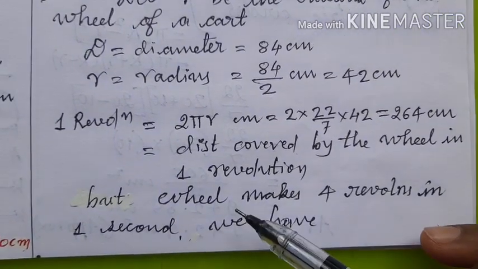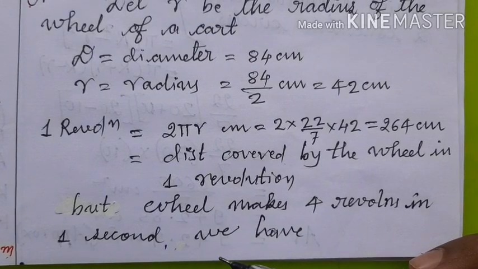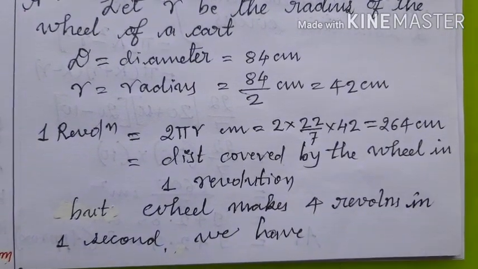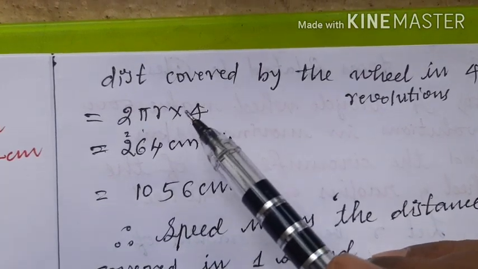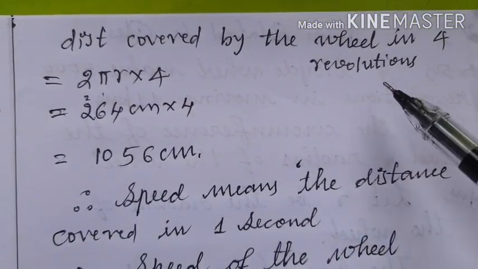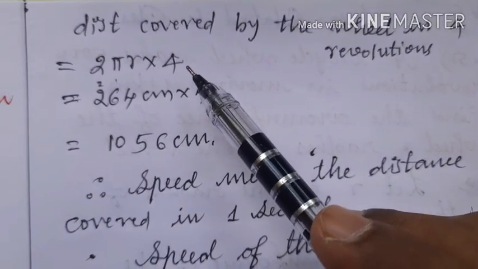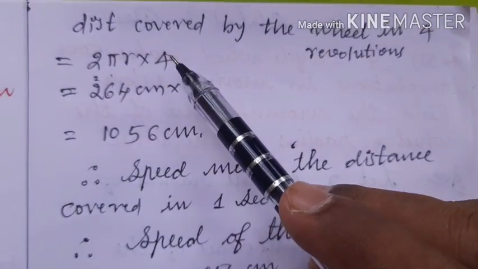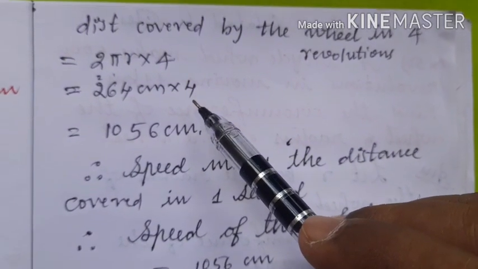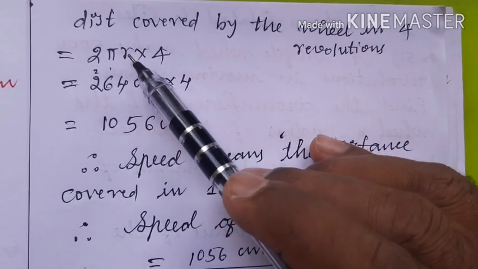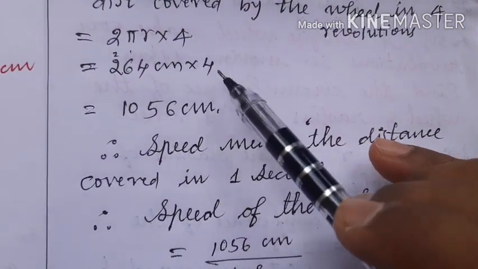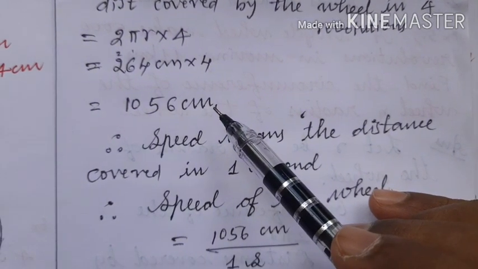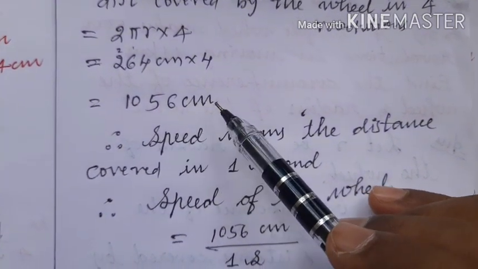But wheel makes 4 revolutions in 1 second. Therefore, let us find out the distance covered by the wheel in 4 revolutions. So distance covered by the wheel in 4 revolutions is 2 pi r into 4. That is 1 revolution into 4 revolutions. Distance covered in 1 revolution into 4 gives us the distance covered by the wheel in 4 revolutions. Distance covered in 1 revolution is 264 centimeter. So into 4 is equal to 1056 centimeter. Therefore children, in 4 revolutions the wheel covers 1056 centimeter.